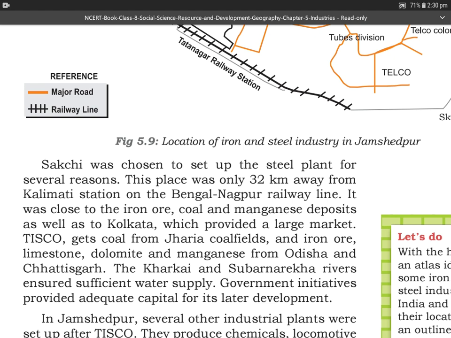The Kharkai and Subarnarekha rivers ensured sufficient water supply. You all know that an iron and steel plant needs lots of water for cleaning, refining and all. So because of these two rivers, water availability was also there. Government initiatives provided adequate capital for its later development. No doubt, Jamshedji Tata was very fortunate and he invested lots of money in the iron and steel industry. But after independence, the government also took initiative to provide more funds to the Tata Iron and Steel Company.